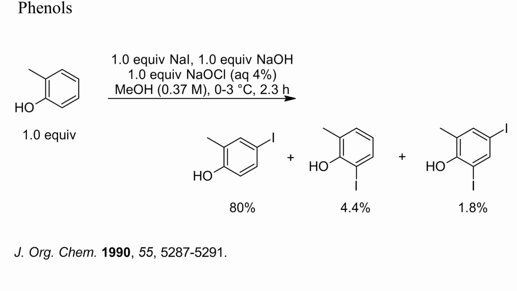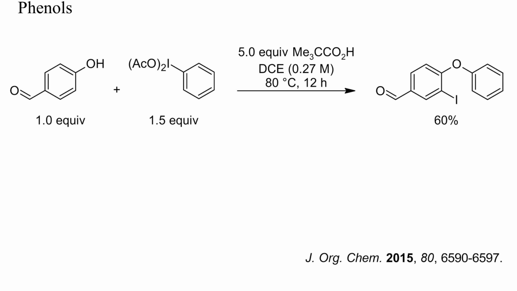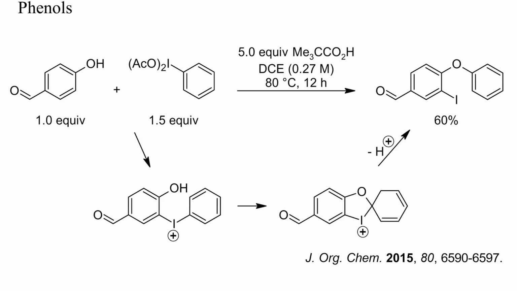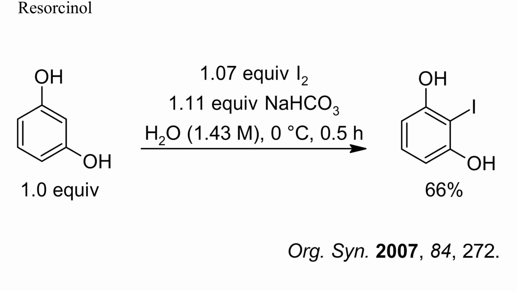Phenols are readily iodinated at positions 2 and 4, but selective iodinations are difficult. This example, with 80% of one main product, was quite a success. The iodinating reagent was an alkaline mixture of iodide and hypochlorite, and the reaction was conducted at 0 degrees Celsius for 2 hours. Treating phenols with diacetoxyiodobenzene can yield iodinated diaryl ethers. This remarkable reaction probably proceeded by transient formation of a diaryl iodonium salt, followed by a migration of the phenyl group to oxygen.